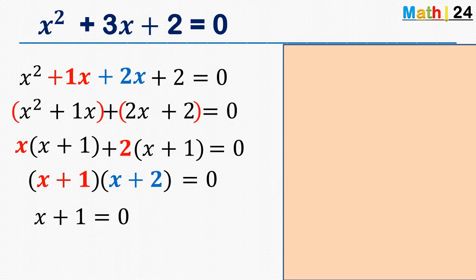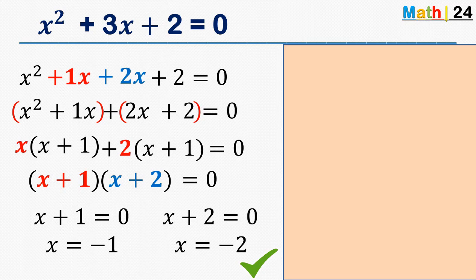After this, we now have x plus 1 equals 0 and x plus 2 equals 0. Remember, if the product of two numbers is 0, it means that either the first is 0 or the second is 0. That's the principle we are applying here. So solving, we have x equals minus 1 and x equals minus 2. Let us take another example.